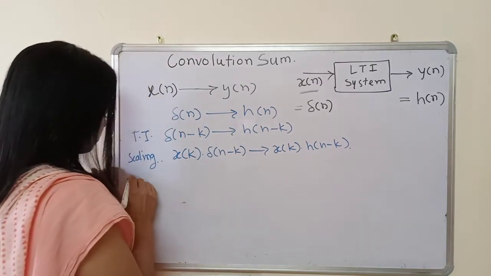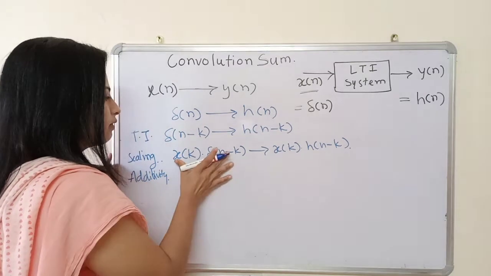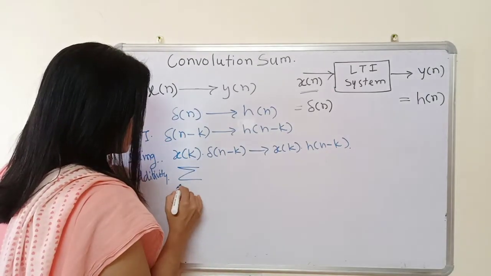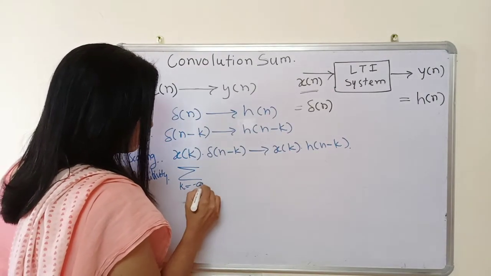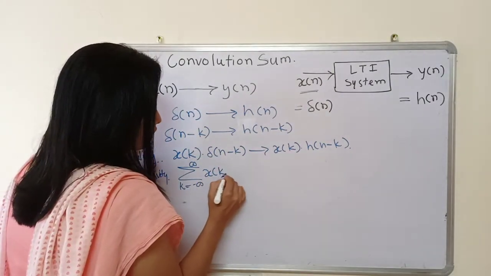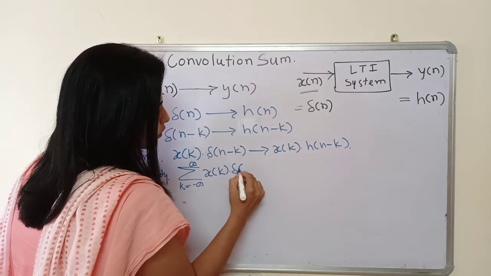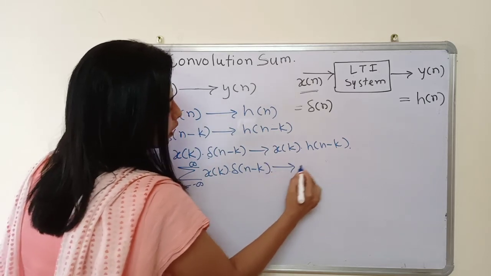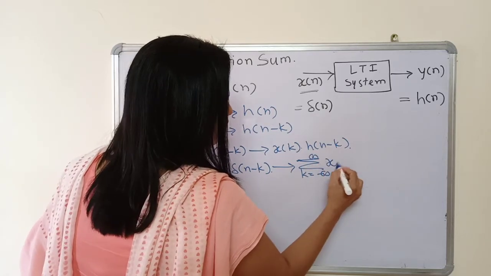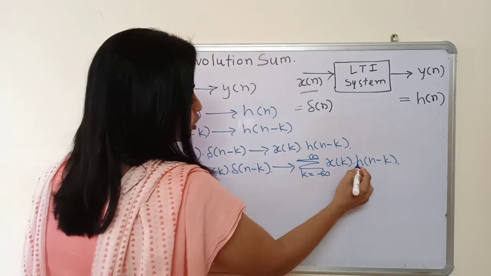Now we'll apply the additivity property. Additivity means several such inputs are given and added together. So we'll apply a summation where k varies from minus infinity to infinity. We take all the inputs like this: x of k, different amplitudes, multiplied by different shifts of impulse, del of n minus k. At the output we also get the summation of all the individual outputs, which is x of k multiplied by h of n minus k.